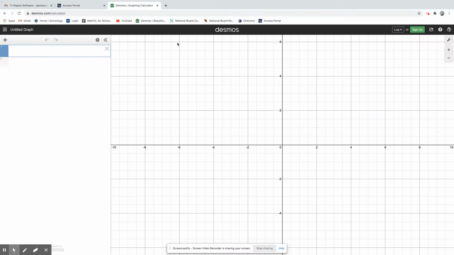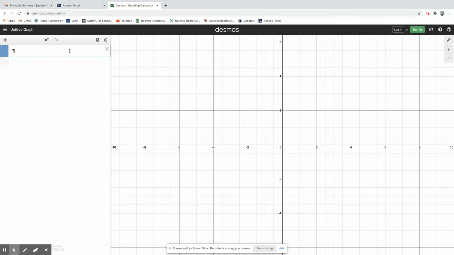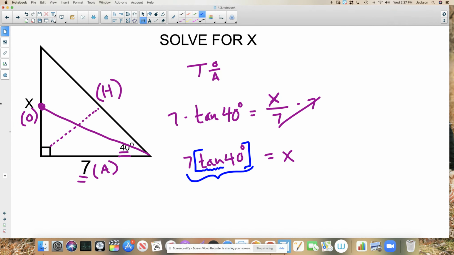If you're going to do it in Desmos, you change the mode by going over here to where the wrench is. If you click the wrench, you can see down here, toggle between degrees and radians. So if we're in degrees here, we would type 7 times the tangent of 40. We get the same answer, approximately 5.87. And we'll just go with that. So for this value of x, we get approximately 5.87.